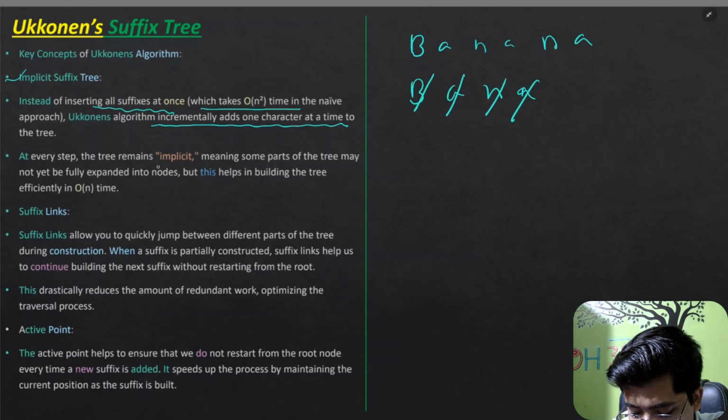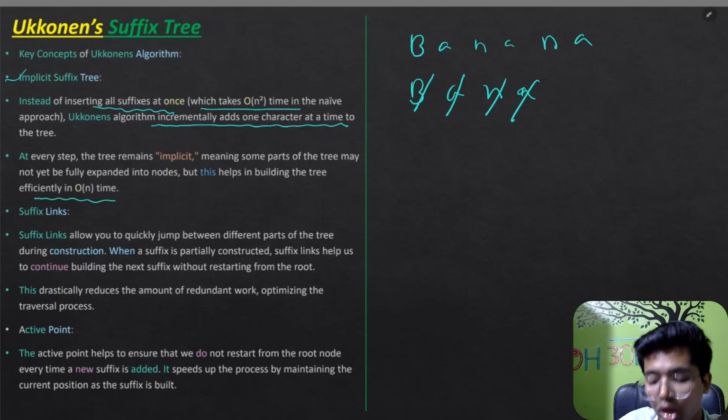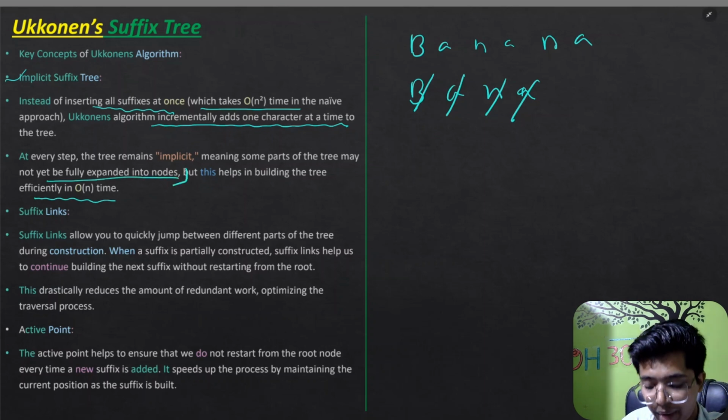At every step the tree remains implicit, meaning some parts of the tree may not be fully expanded into nodes, but this helps in building the tree efficiently in big O of n. Here we insert one by one, so it efficiently takes big O of n time, and here all the nodes are not always fully expanded.